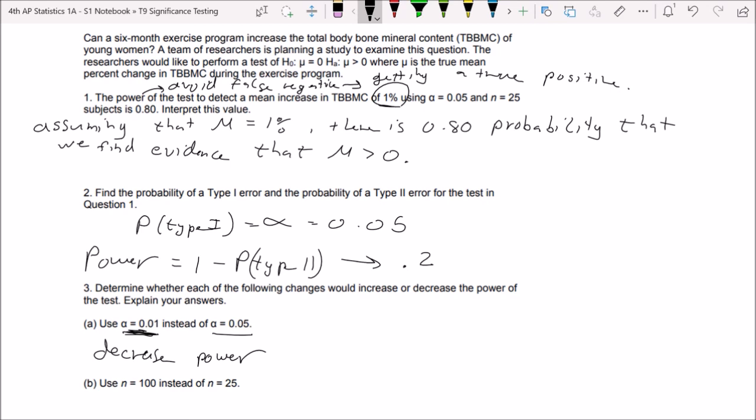Using a sample size of 100 instead of a sample size of 25. That's going to increase the power. One of the things that increases the power is an increased sample size. So that is going to generate an increase in the power.